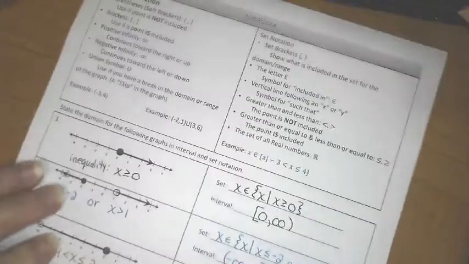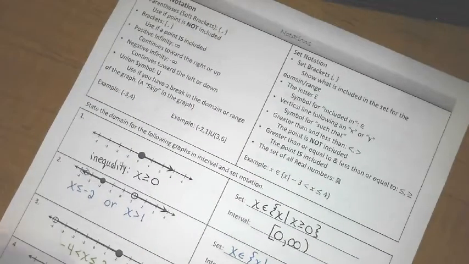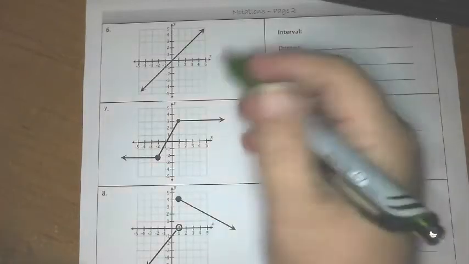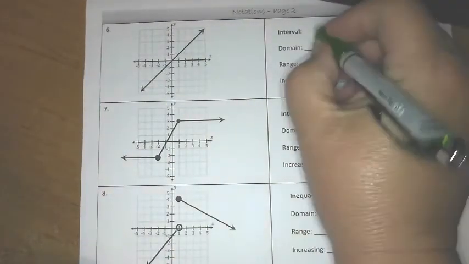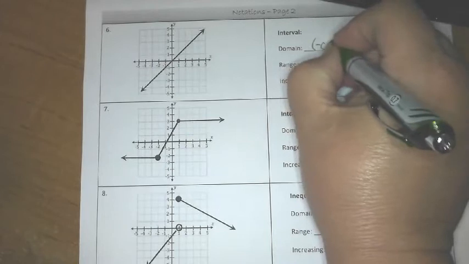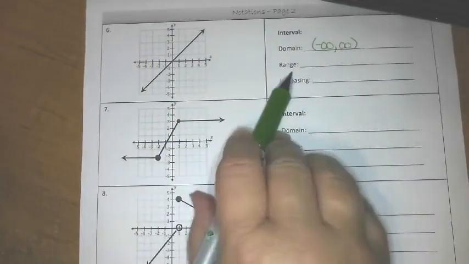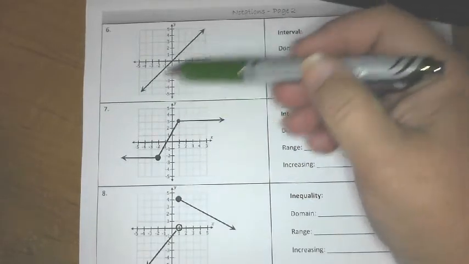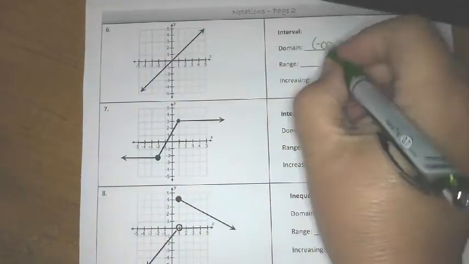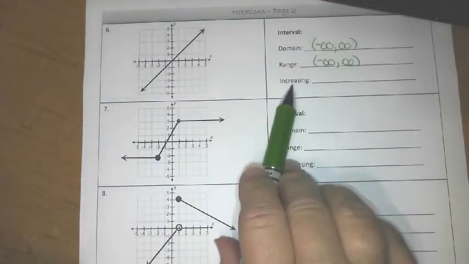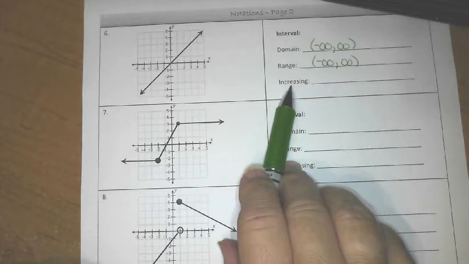All right, let's look at some of the things on the back page. Number 6, notice this is just a linear equation. In interval notation, all real numbers. Negative infinity to infinity, from left to right. Range going from bottom to top, again, all real numbers. Negative infinity to infinity. This question right here asks you, where is it increasing?